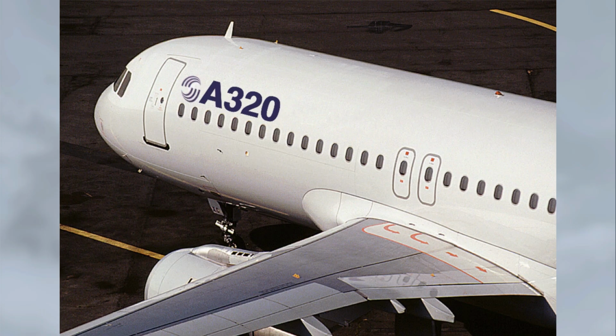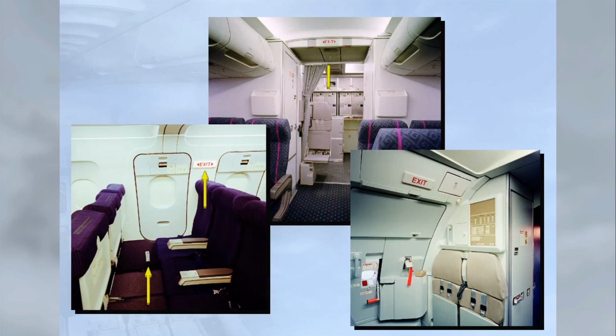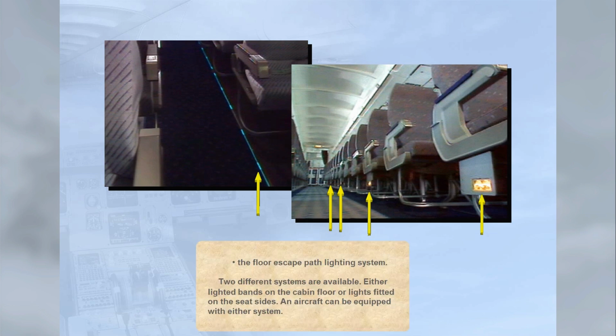We will carry on with the emergency lighting, which consists of over-wing escape route lighting, escape slide integral lighting, exit signs, overhead emergency lights, and the floor escape path lighting system. Two different systems are available: either lighted bands on the cabin floor or lights fitted on the seat sides. An aircraft can be equipped with either system.